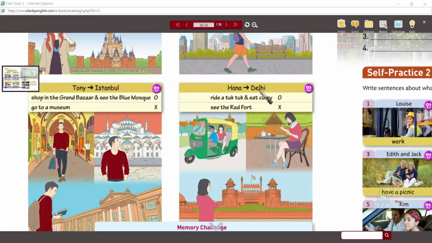Hannah went to Delhi. She rode a tuk-tuk and ate curry. But she didn't see the Red Fort. So again, something Tony did contrasted with something he didn't do. He went to the Grand Bazaar, he saw the Blue Mosque, but he didn't go to a museum. Hannah rode a tuk-tuk. She ate curry, but she did not see the Red Fort.